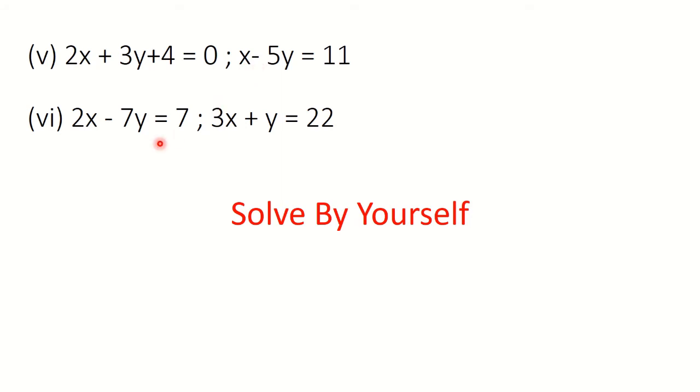Now here also both are in standard form, so number them as 1 and 2, and here you will find that 7y is present and here only y is present. So if you multiply equation 2 by 7 and then add, y will be eliminated and you will get the value of x. So these two sums you will solve by yourself.